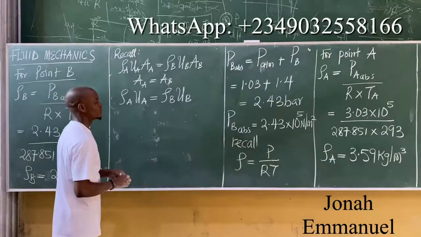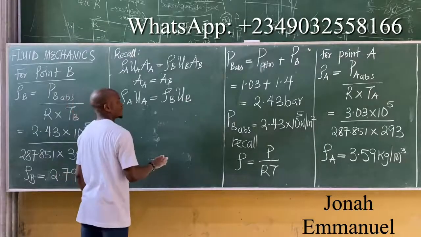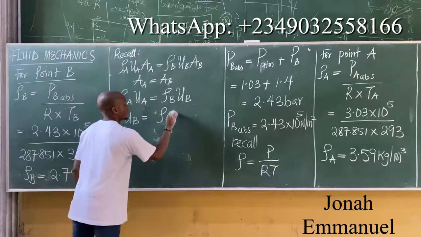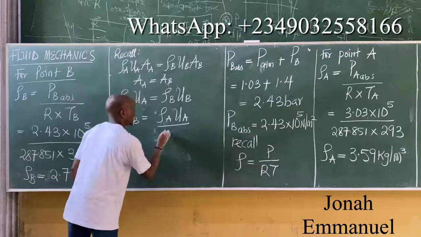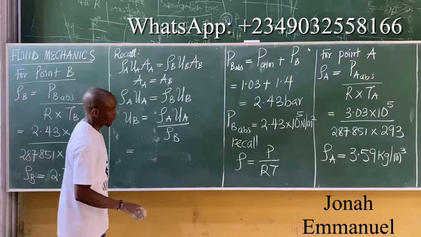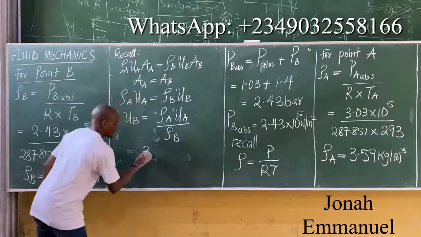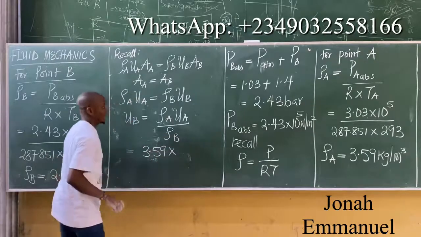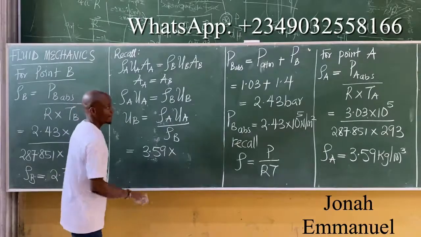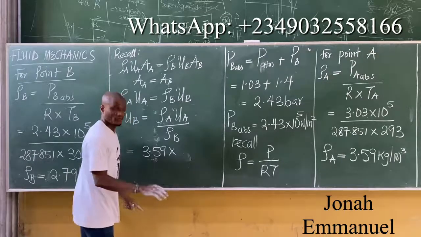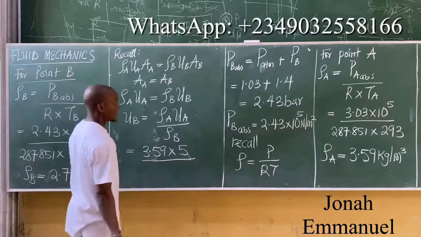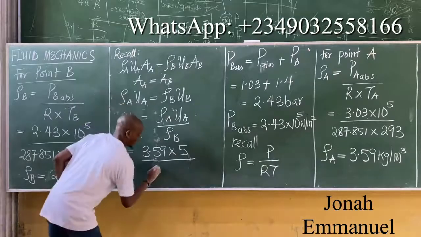Find velocity at point B. So from here, get UB. UB would be equal to rho A UA all over rho B. So I have this, and that will be equal to rho A, that's 3.59 times UA. Does somebody recall UA please? 5? Yeah, 5, all over rho B, 2.79.